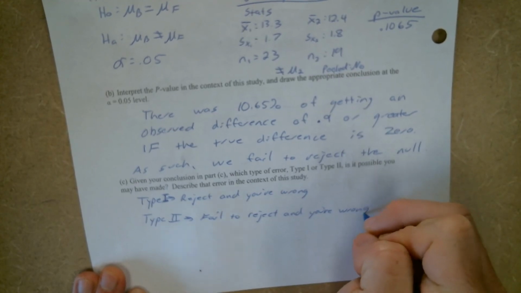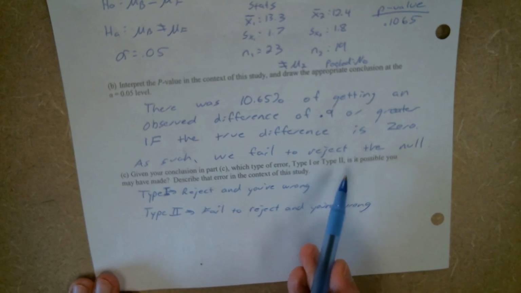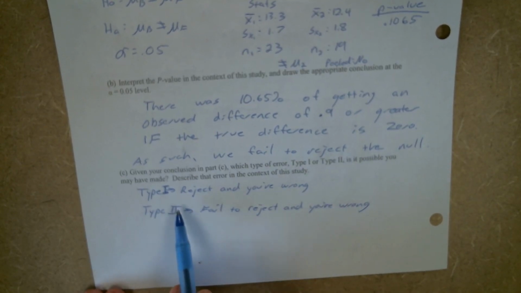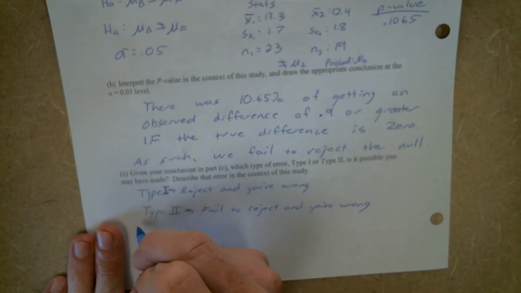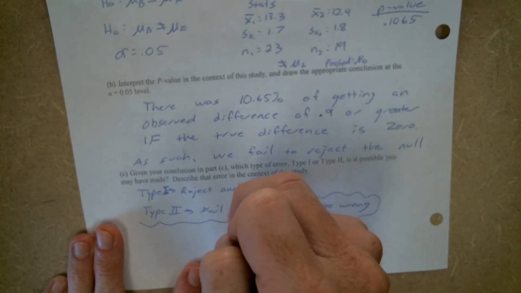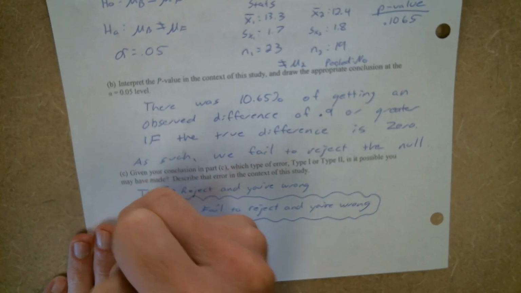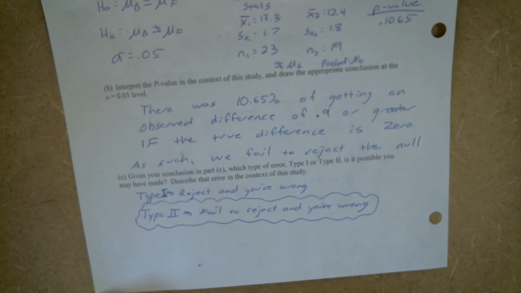All right, so in this case, it's impossible to make a type 1 error because we didn't reject the null. All right, a type 1 error is when you reject the null and you're wrong. All right, we didn't reject the null, so we can't have made a type 1 error. It's possible we made a type 2 error, right? Because we failed to reject the null, but it might be that we're wrong. It might be that there is a difference between breastfeeding and formula feeding, and we just haven't picked up on it or realized it.